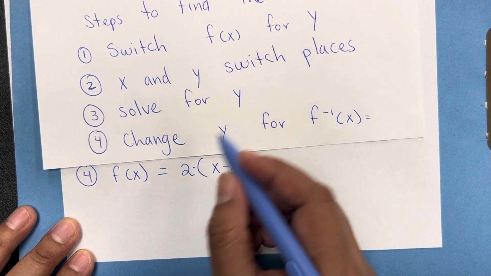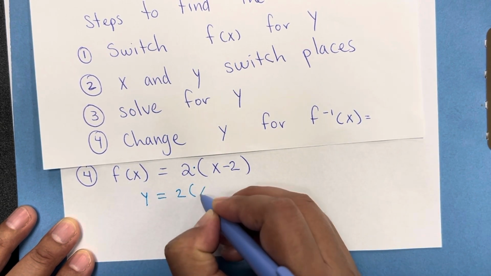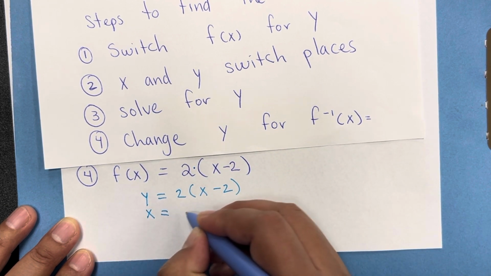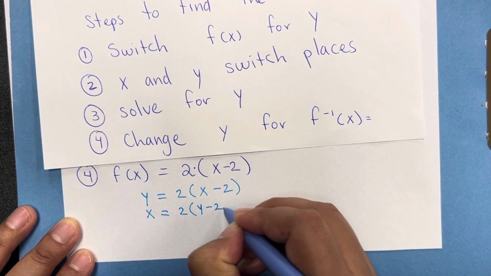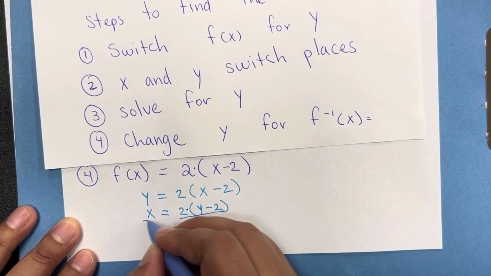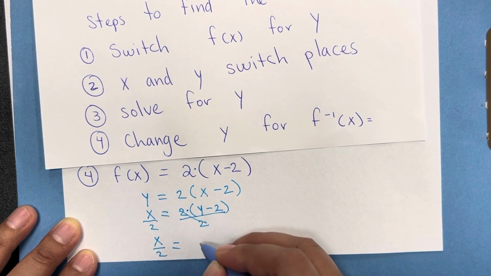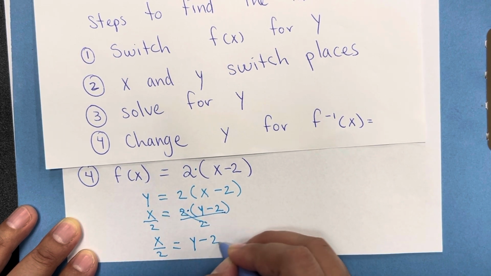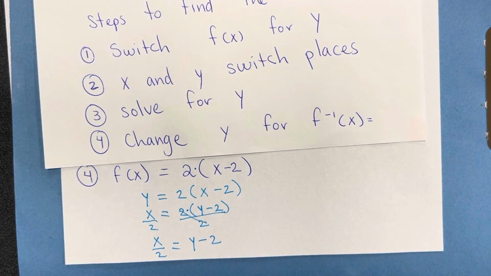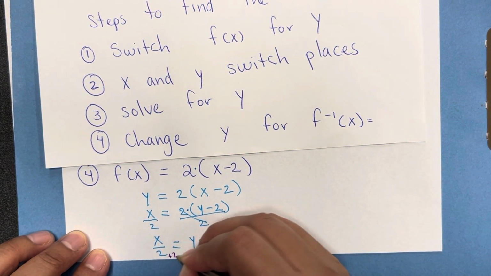This is multiplication, but first let's switch f of x for y equals 2 times x minus 2. Then we're going to switch x and y, so x equals 2 times y minus 2. As I mentioned, if this is multiplication, the opposite is division. And we get x divided by 2 equals y minus 2. Finally, if I'm subtracting 2, the opposite is to add 2. Since it's crowded, I'm going to do it right here. Plus 2 plus 2.